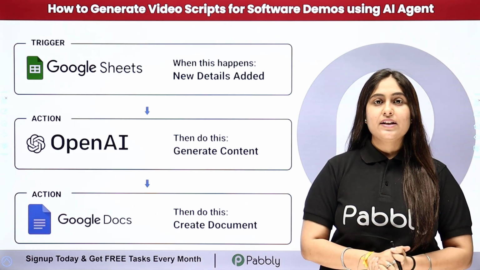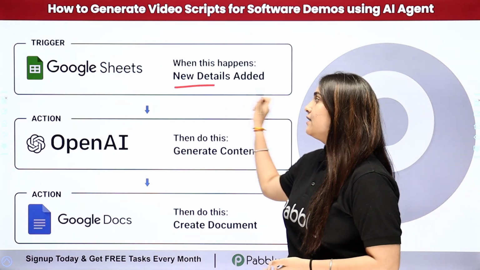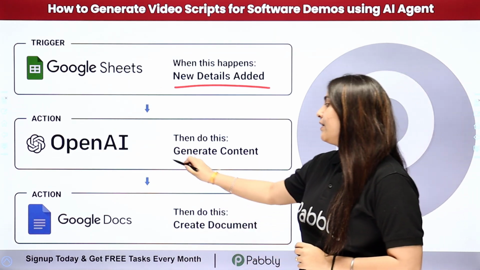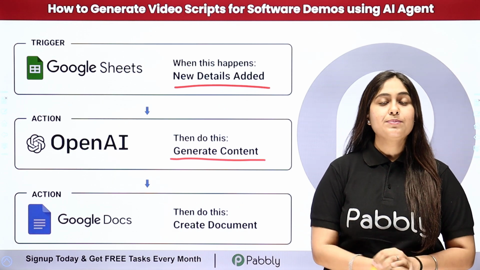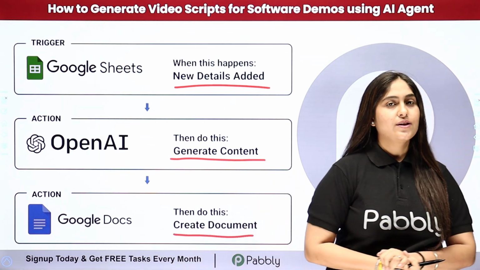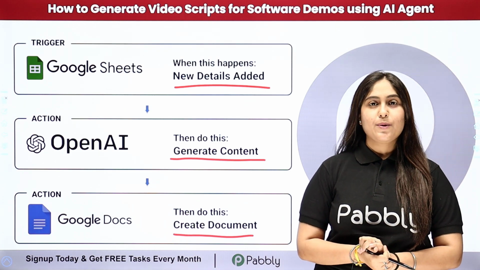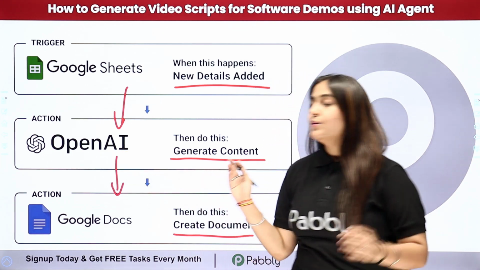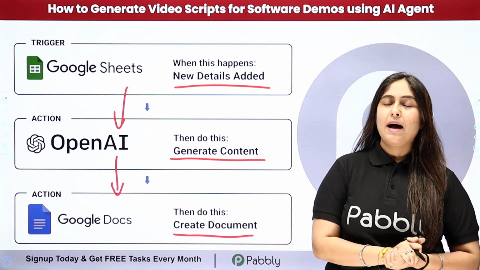So here my objective is that whenever I add a new detail in my Google Sheets, then automatically using the details, OpenAI should generate the script, and after generating the script, that script should be created as a new document in my Google Docs. So to automate the entire process, I need to connect my Google Sheets with OpenAI and Google Docs using an automation software named Pabbly Connect.